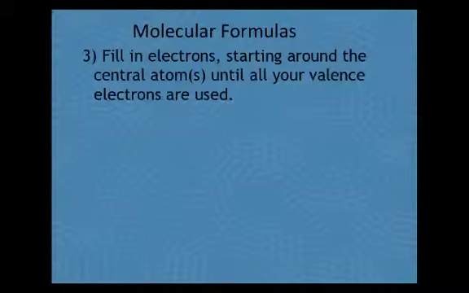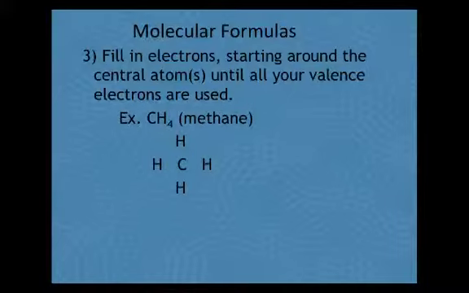The third step is to fill in the electrons. Remember, we have 8 total electrons, starting around the central atom until all the valence electrons are used. So we have 8 electrons to fit in there. We'll put them north, south, east, and west so that every electron has a partner. How's that look? Pretty good, huh?